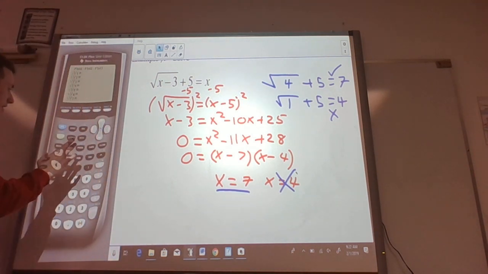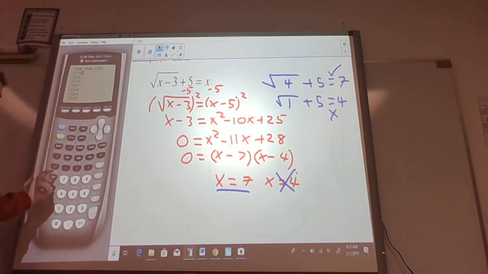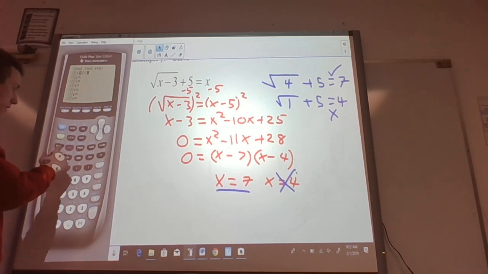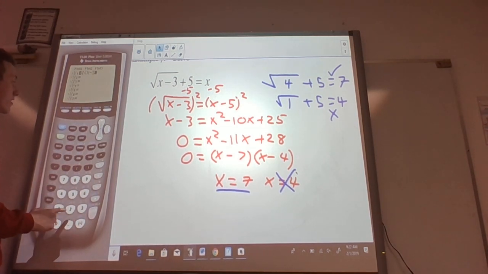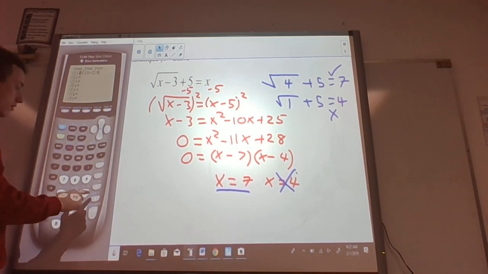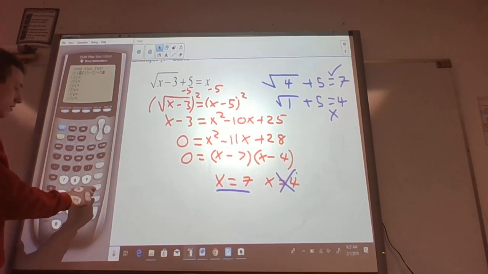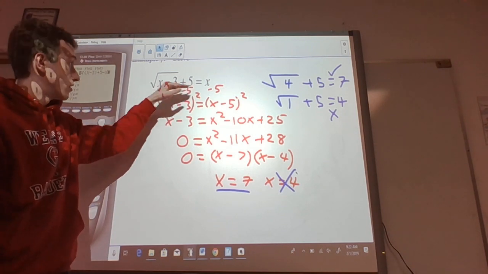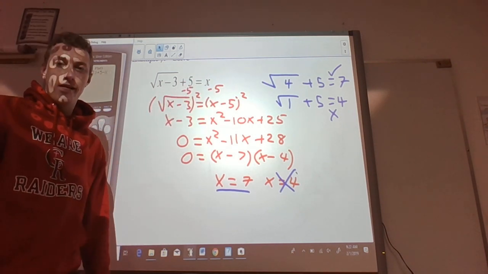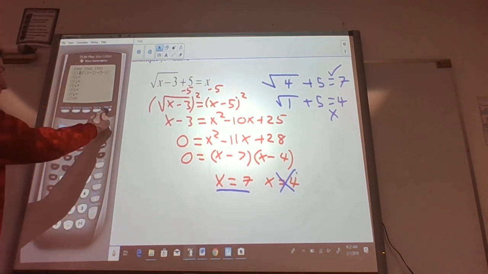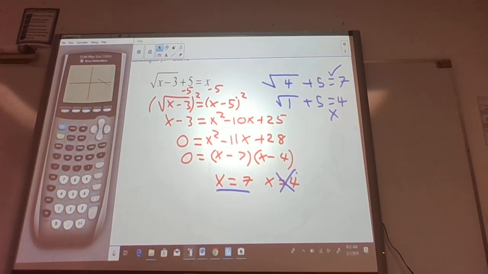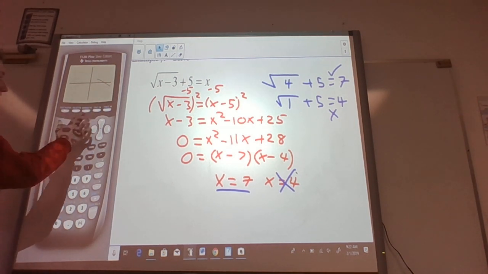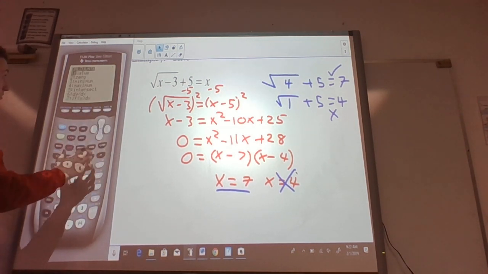So in y1, let's put the square root of x minus 3 plus 5 minus x. Right? That's just solving this so that it's all equal to 0. And if we graph that, okay, here's our graph. And if we can calculate where it equals 0.